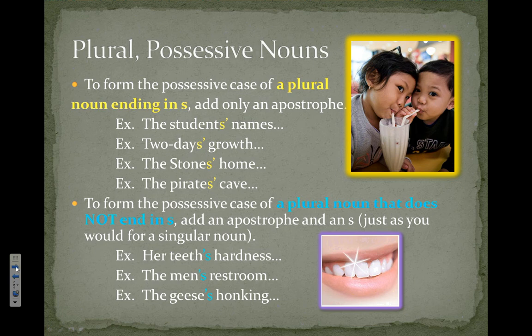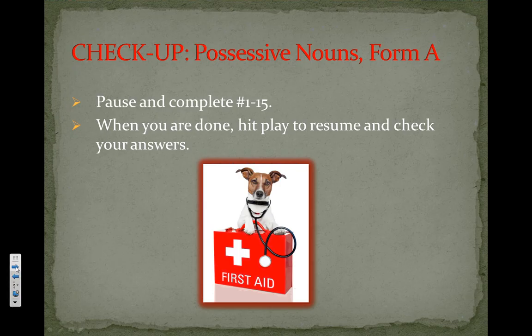Let's keep rolling. Let's check yourself. All right, go to your worksheet, Possessive Nouns, Form A. If you have lost this paper, remember you can access and print a new copy from Fusion or from the class website. So what I want you to do is pause and complete 1 through 15. When you're ready, hit play to go over your answers.